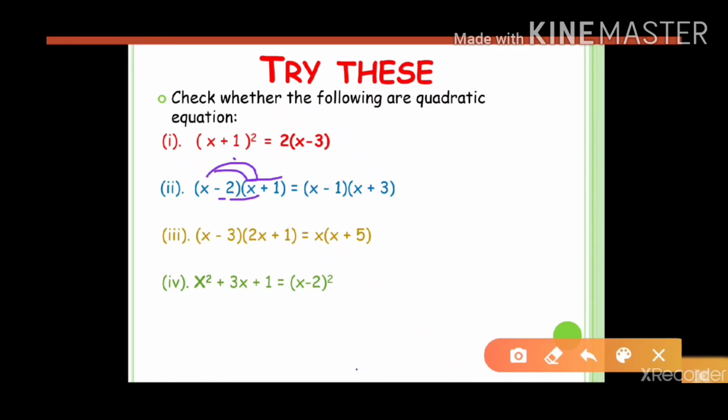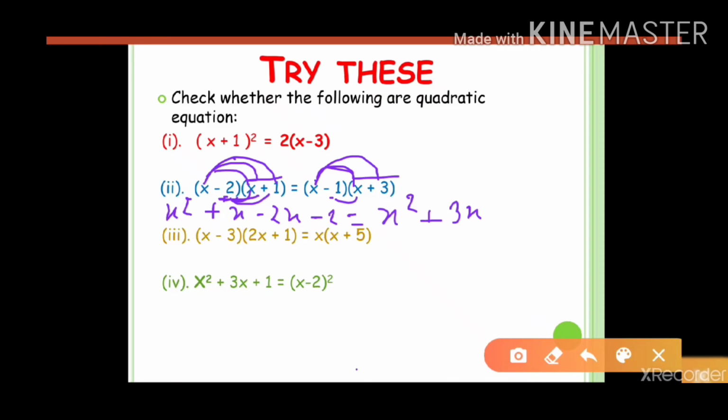Now we multiply x in x with x, it becomes x square. x multiply plus 1, it becomes x. Minus 2 multiply with x, it becomes minus 2x. Minus 2 multiply with 1, it becomes minus 2, equal to, now we multiply x with the second bracket, x multiply x, it becomes x square, x multiply 3, it becomes 3x, minus 1 multiply x, it becomes minus x, minus 1 multiply 3, it becomes minus 3.